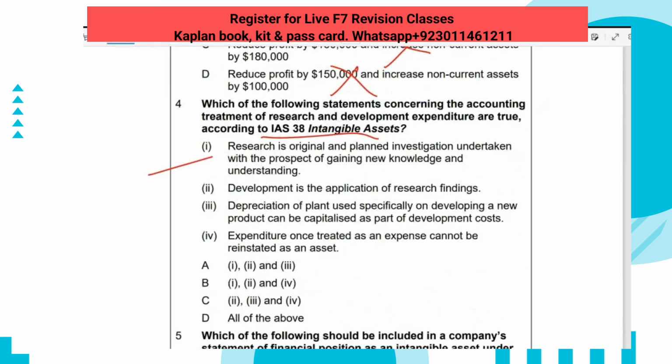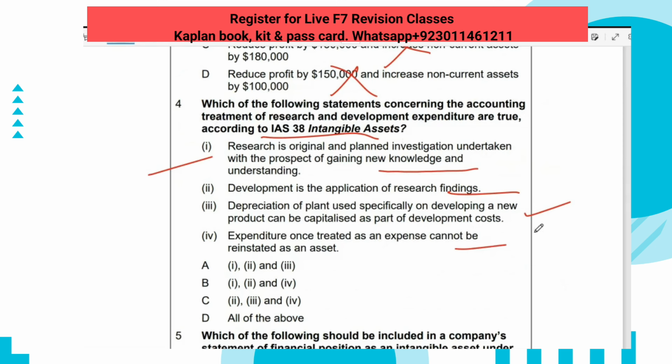Number 4, please go through which of the following statements concerning the accounting treatment under IAS 38. Research is original and planned investigation undertaken with the prospect of gaining new knowledge. Development is the application of research findings. Depreciation of plant used specifically on developing a new product is capitalized as part of the development cost. Expenditure once treated as an expense cannot be reinstated as an asset. Okay, so what is the requirement?